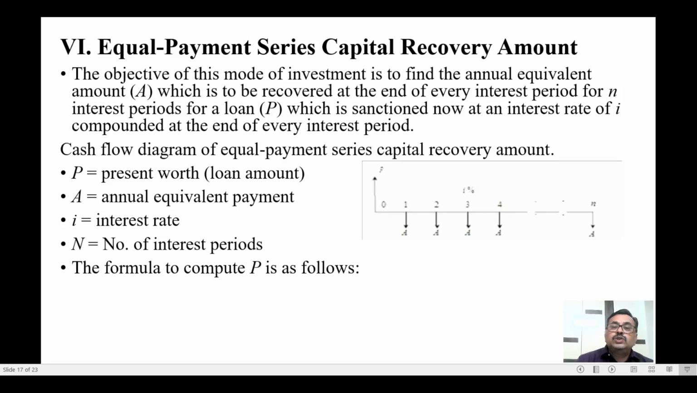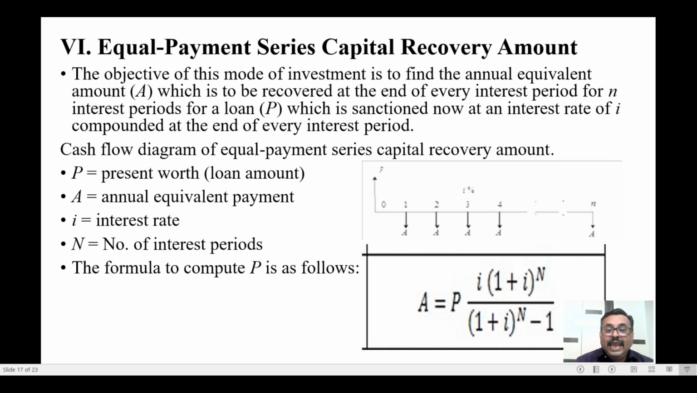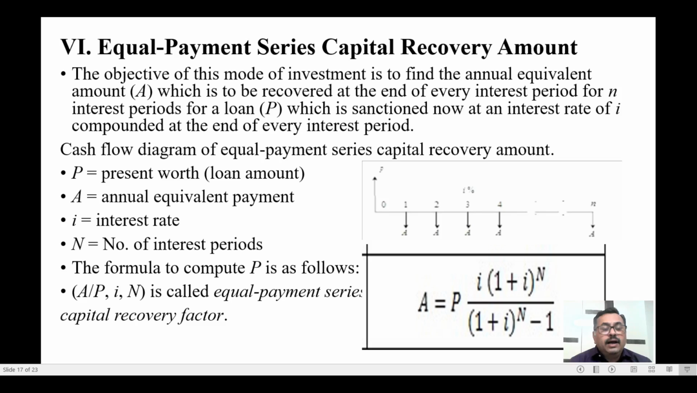The formula which is used to calculate the A, sorry, there is once again a mistake here. It is not the P, it is the A which has to be calculated here. A is equal to P into I into (1 plus I) to the power of N, divided by (1 plus I) to the power of N minus 1. That is the formula that we will be using here. Let us take an example to calculate A, given P. So here we use the notation A bar P, because A has to be calculated and P is known.